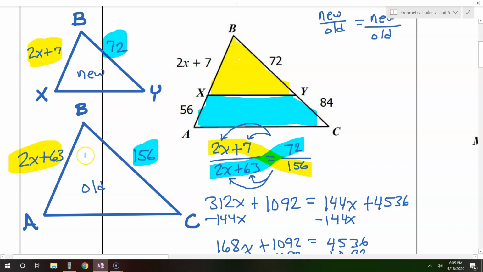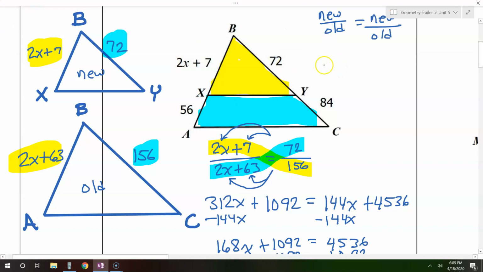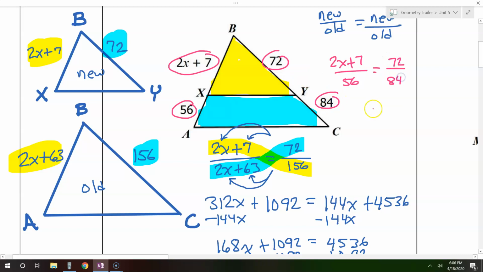So instead of drawing the triangle separately and doing this new over old equals new over old, it would have been a little bit quicker and easier if I had simply done 2x plus 7 over 56 equals 72 over 84. All right, if we were to solve this equation in a similar way we did this, we would get the same answer. So watch out for the side-splitter theorem. If it shows up again, this is the method that we'll use next time.